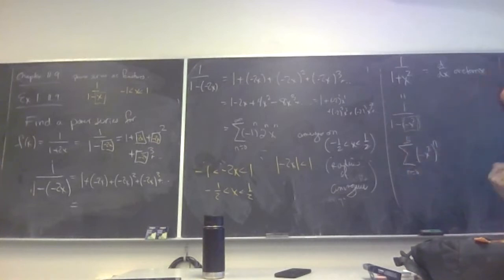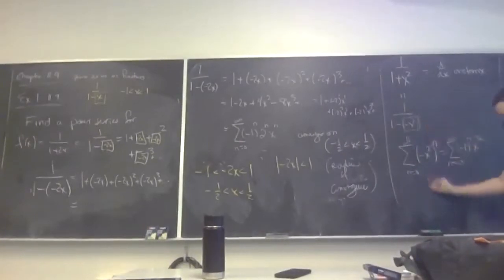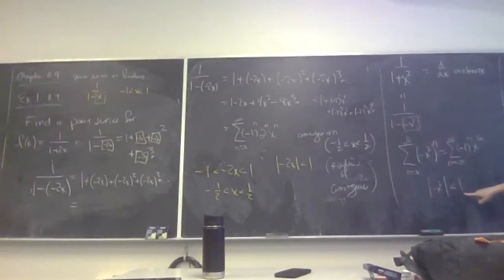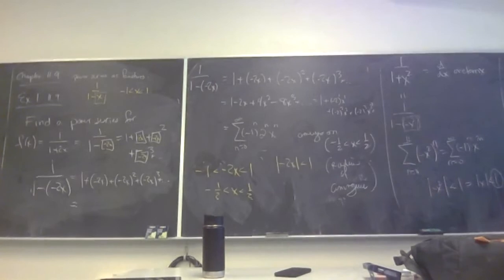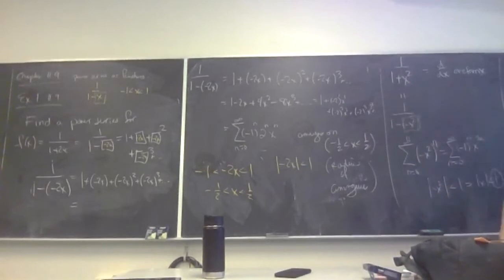And if you're comfortable manipulating sigma notation, this is just the sum from n equals 0 to infinity of (-1) to the n times x to the 2n. And this better be less than 1 in absolute value, which means that the radius of convergence is 1. Right? Okay. I've almost got a power series for arctangent, because I've got a power series for its derivative.